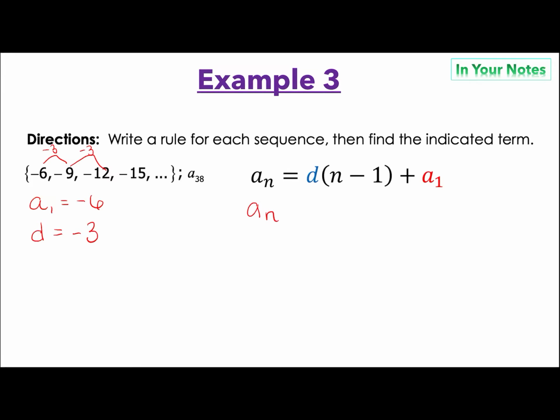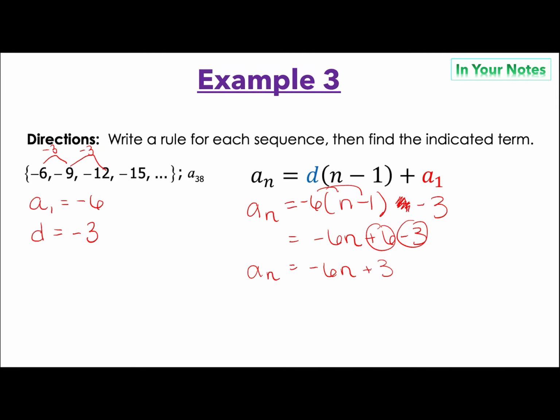So now we're going to start replacing d in a sub 1. So d is negative 3, and a sub 1 is negative 6. We have a plus and a negative right next to each other. Remember, when that happens, scratch out that plus, the negative overrides. Now we need to simplify. So we got negative 3 times n is negative 3n. Negative 3 times a negative 1 is a positive 3. And then we have a minus 6 after that. So my next piece I have to do is combine like terms. So this becomes negative 3n minus 3. There's our equation.